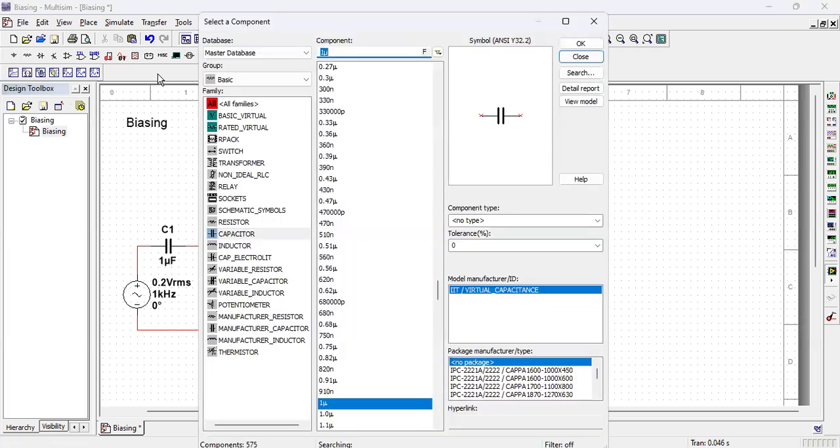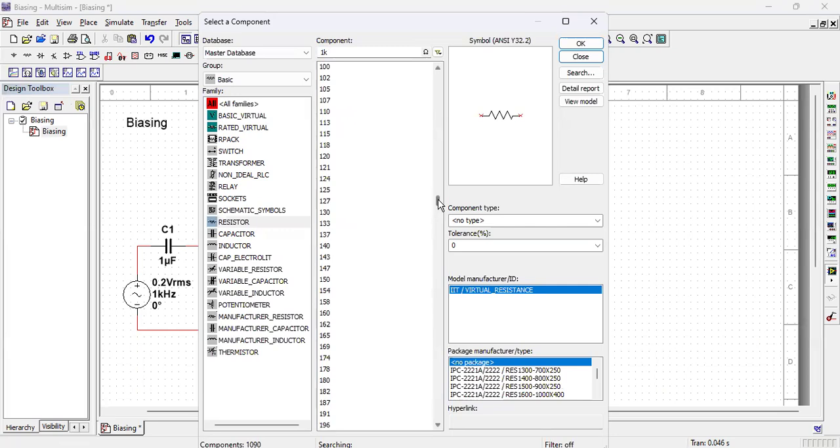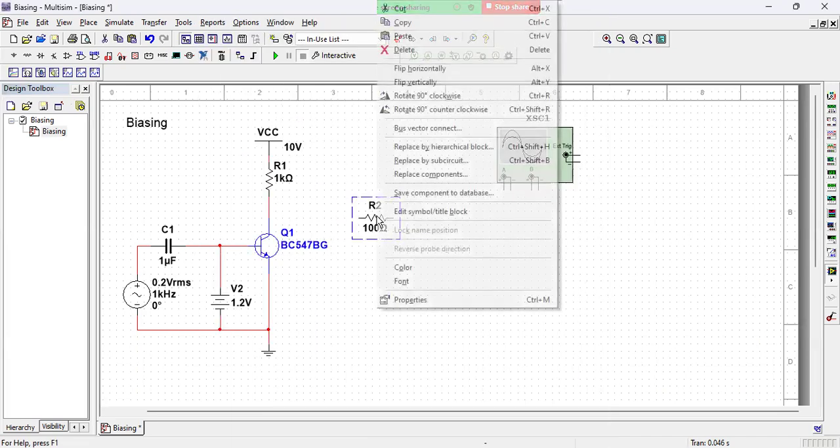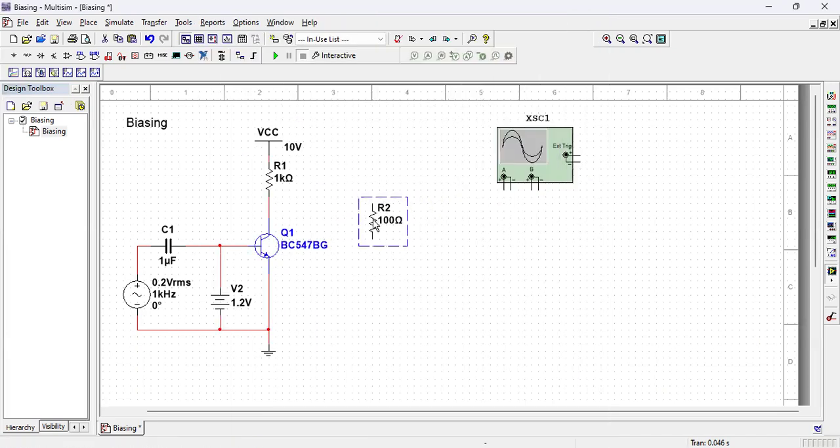Once again, you can take a small resistor, but you have to take a resistor. I take a 100 ohm resistor, and this 100 ohm resistor I connect here.